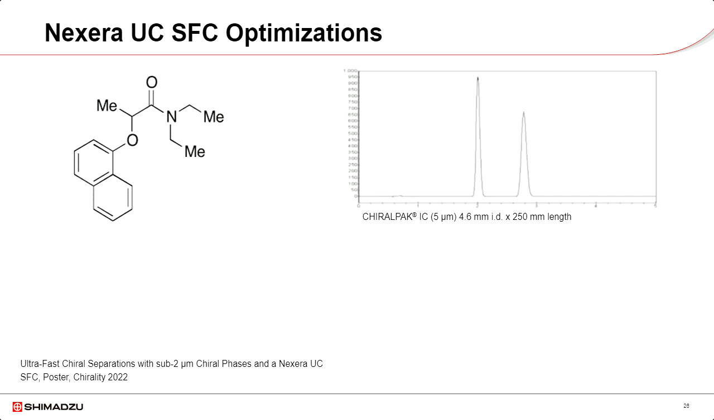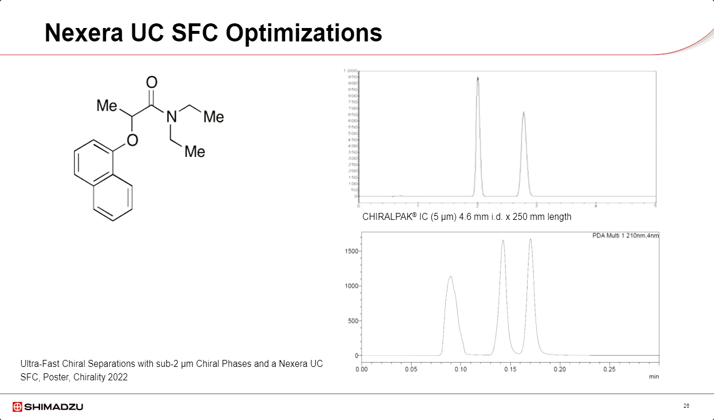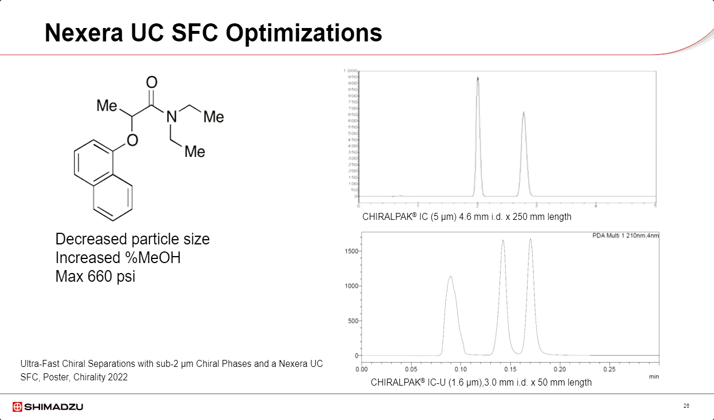So the next question is, how fast can we go? All right, this is unleashed chromatography. Let's take a look at our sample here again, propranolol. Just for reference, this is an IC column with a 5 micron particle size, 4.6 by 250. If we take a high-speed column, such as a 1.6 micron particle size, 50 millimeter, and run it at as high a pressure as we can with a higher concentration of methanol, we can actually reduce the runtime from 4 minutes to 12 seconds. That's unleashed chromatography.